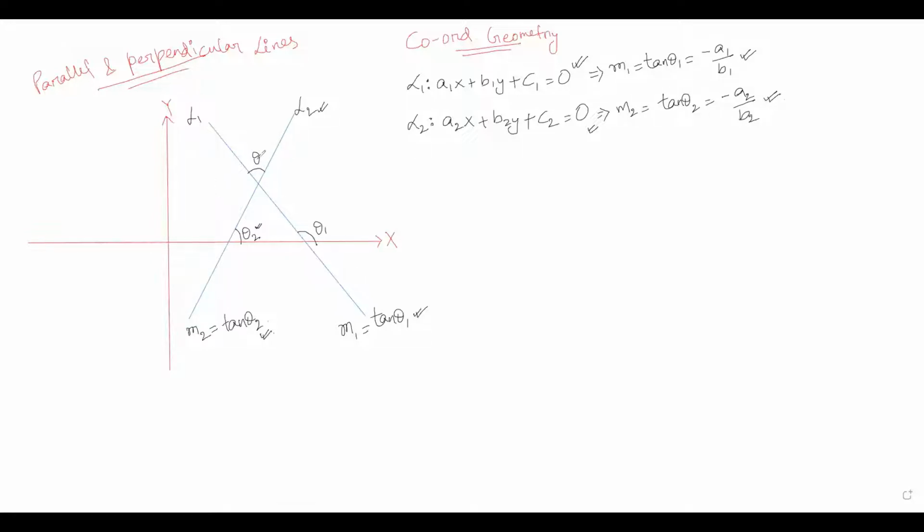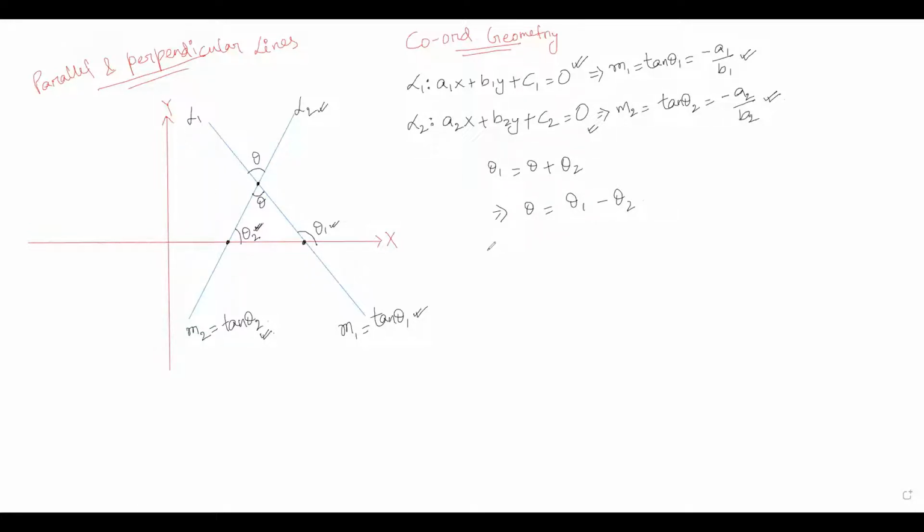Now say the line L1 and L2 is forming an angle of theta between them. So if this angle is theta, this angle will also be theta, because they are vertically opposite angles, and this angle is θ1 and this angle is θ2. So if we consider this triangle, and we know that in a triangle any exterior angle is equal to the sum of the two remote interior angles, so we can say that θ1 would be equal to theta plus θ2. So from here I can write theta to be θ1 minus θ2.